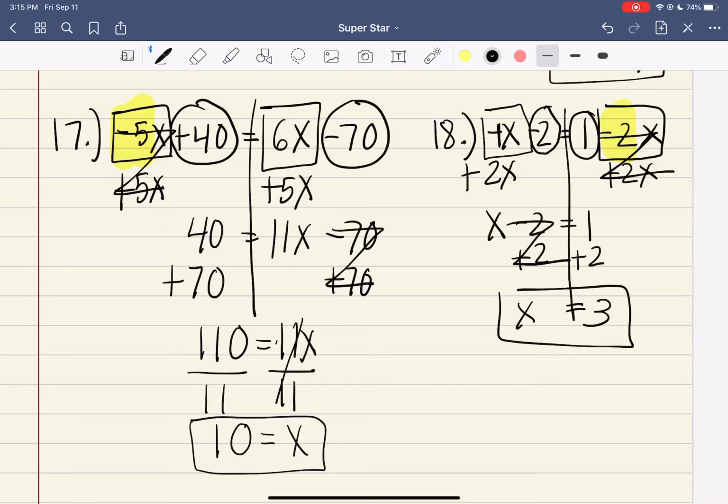Sorry that I sped up so much at the end, but I have a class coming in, so I hope this helps. And that takes you to the end of your Superstar worksheet.